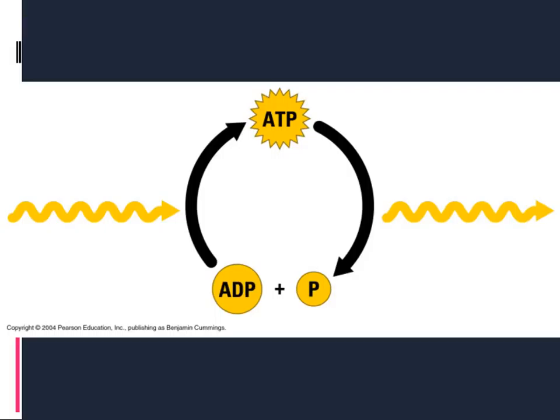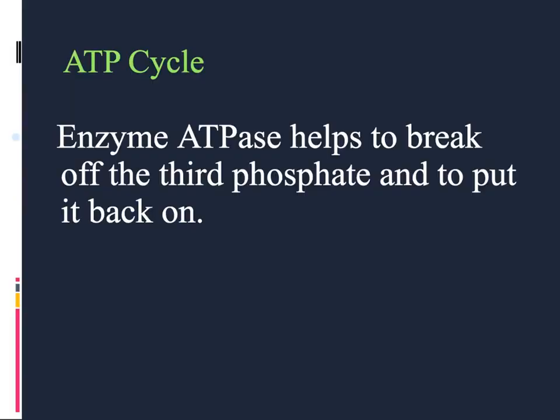So in order to help with this transformation, we have our good old friend, the enzyme. A special enzyme called ATPase helps to break off the third phosphate and to put it back on. You have this version of the ATP cycle in your note guide. Enzyme ATPase is there, once again, to help break off that third phosphate and to put it back on. Take a close look at that ATP cycle. You will be responsible for knowing how to draw it and also how to label it correctly.